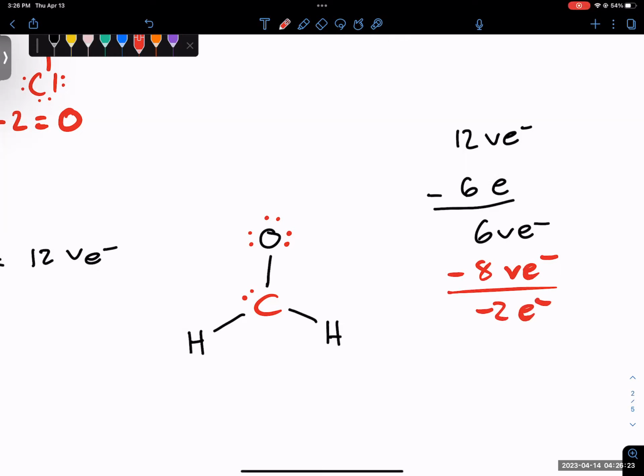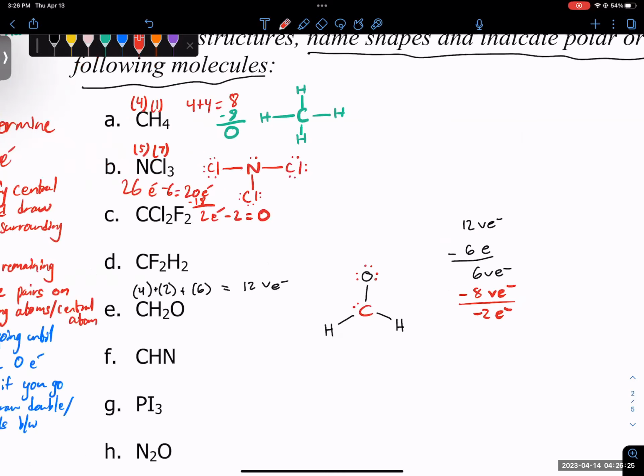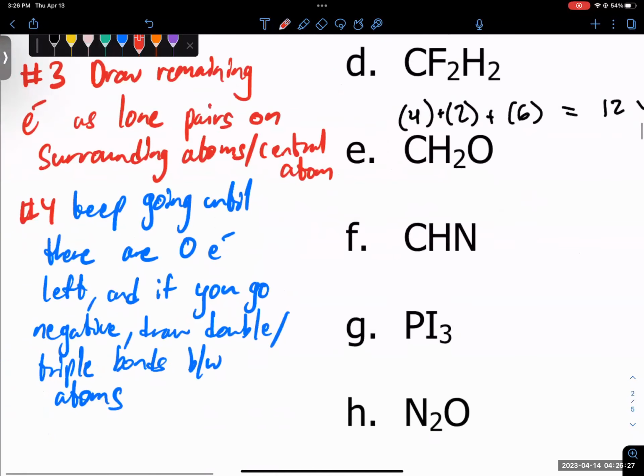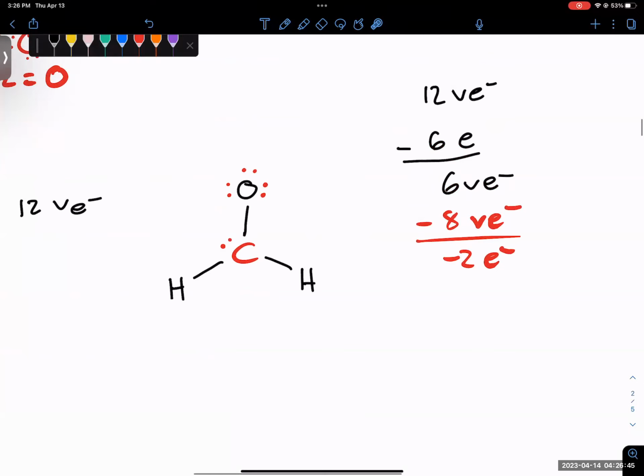So you're actually deficient in electrons, which is when we go to Rish's rule number 4, which we're going to eventually put into a constitution called Rish's rules. Rish's rule number 4 says if you go negative, draw a double bond or triple bonds between your atoms. Whenever you go negative, it means you have some degrees of unsaturation, which means you just have a double bond somewhere in your molecule.